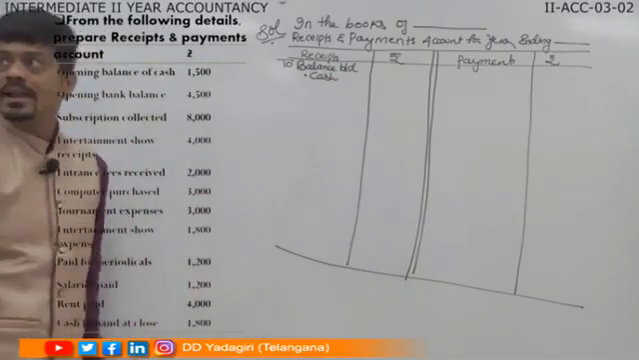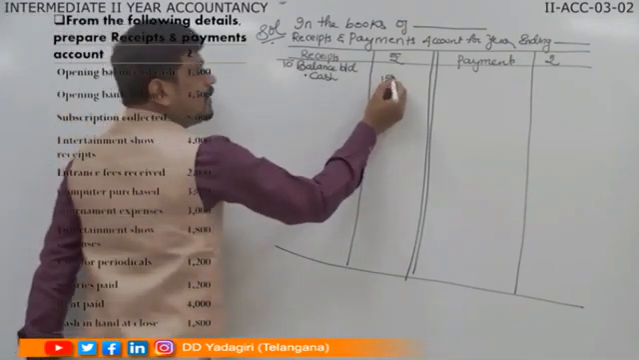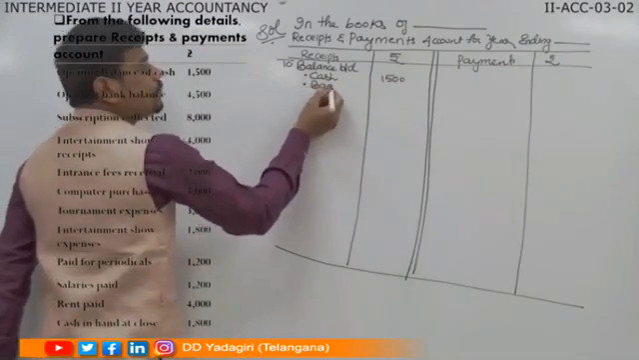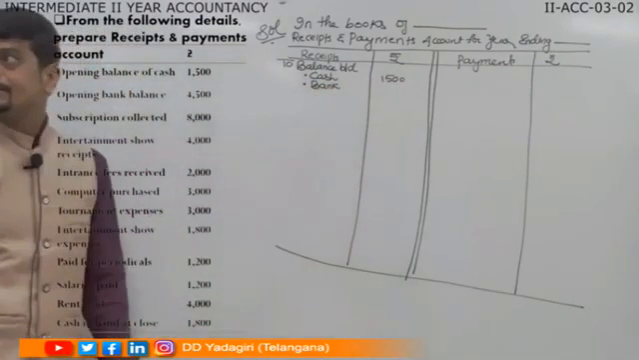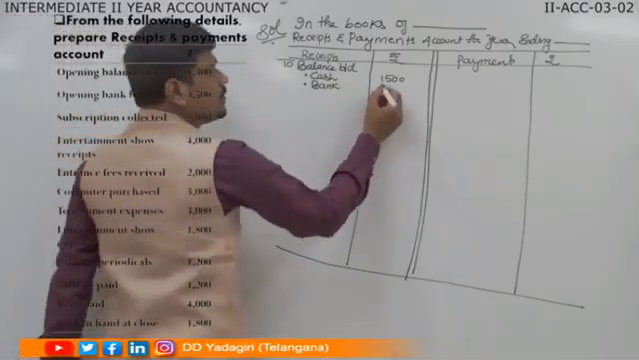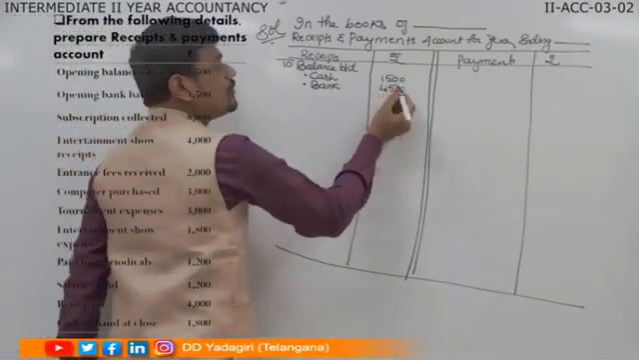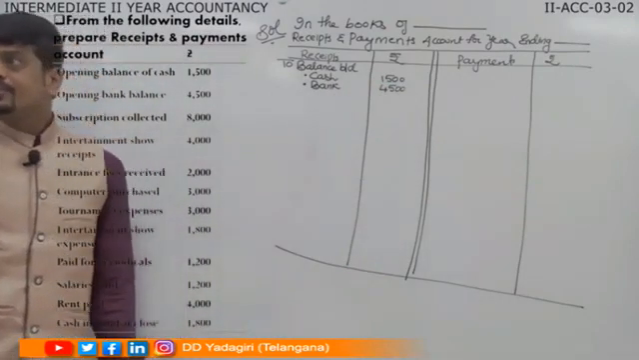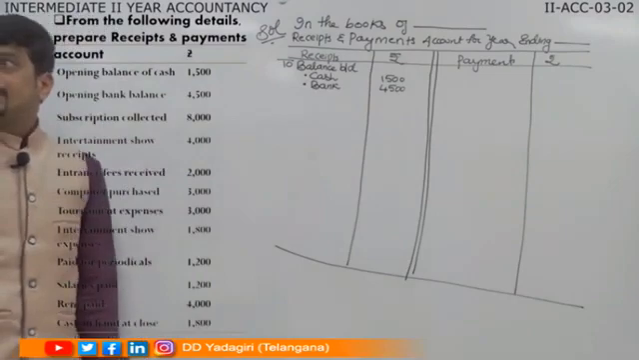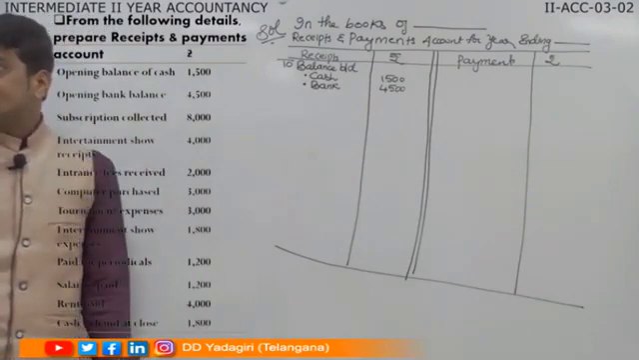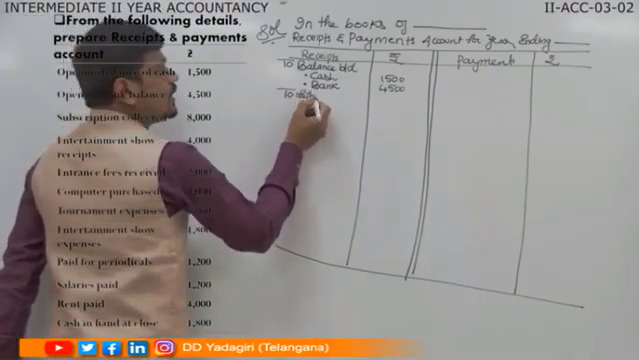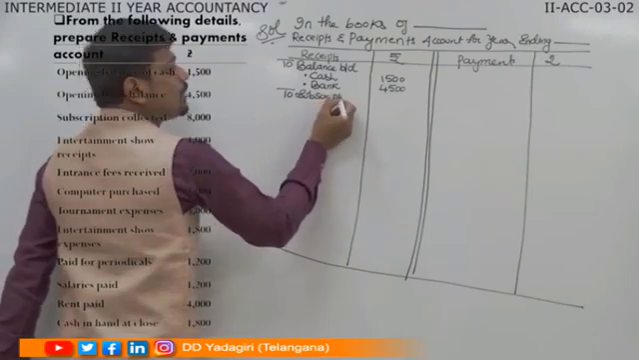How much was cash balance? 1500. Like that, they gave you the opening balance of bank. So write below that bank. And the bank amount, they gave 4500. Then the next item they give us is subscription collected. The word collected itself says it is a receipt. So we'll post on receipt side. To subscription.